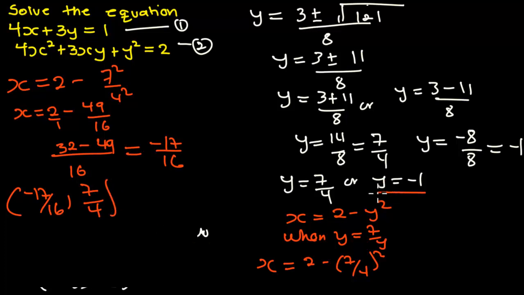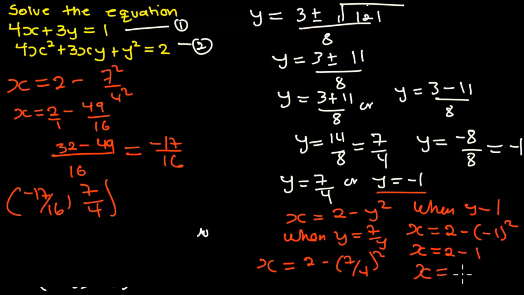Now let's consider when y is equal to negative 1. When y is equal to negative 1, x is equal to 2 minus negative 1 squared, so x is equal to 2 minus 1, then x will be equal to 1. So when x is equal to 1, y is equal to negative 1. These are the values of x and y that satisfy this equation.